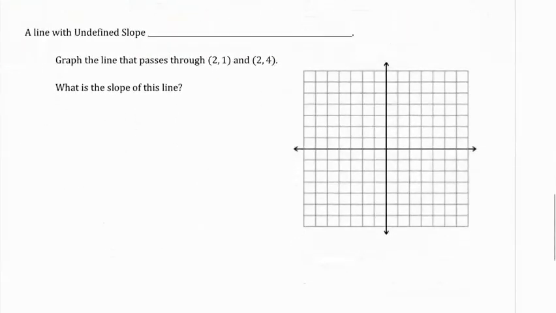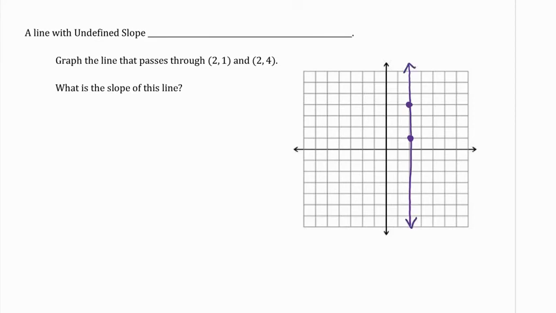Okay, next one, we'll again plot our 2 points to start. So (2, 1) and (2, 4). All right, those 2 points would make what kind of line? If I draw that in, that's a vertical line, right? Straight up and down this time.